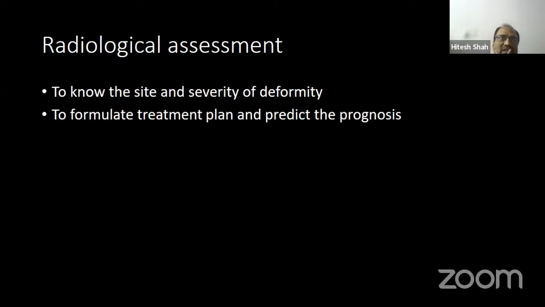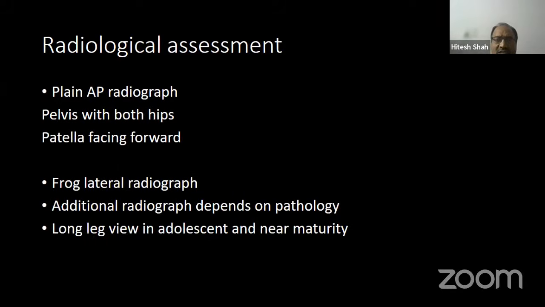Why is the radiology required? In a clinical sense, you see the adduction is more than the abduction, but we need to know the site and severity of the deformity, formulate the treatment plan, and predict the prognosis. That is the reason it is required to know about the X-ray.